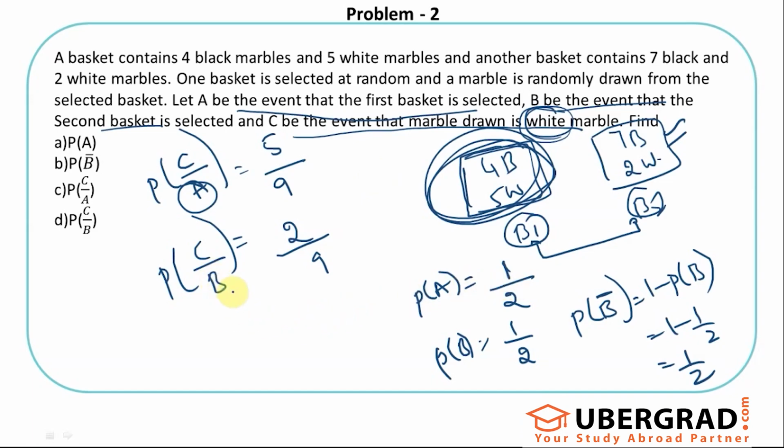Right? What is probability of C by B? Given, that is basically saying probability of event C happening given B has happened. B has happened is basically I've picked this basket. What is the probability of selecting the white marble? 2 by 7 plus 2, that's 2 by 9.